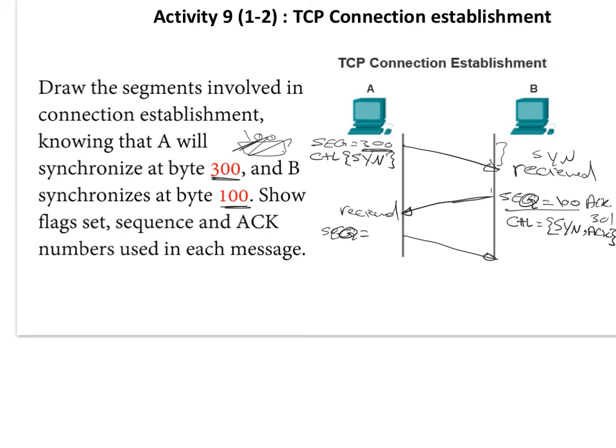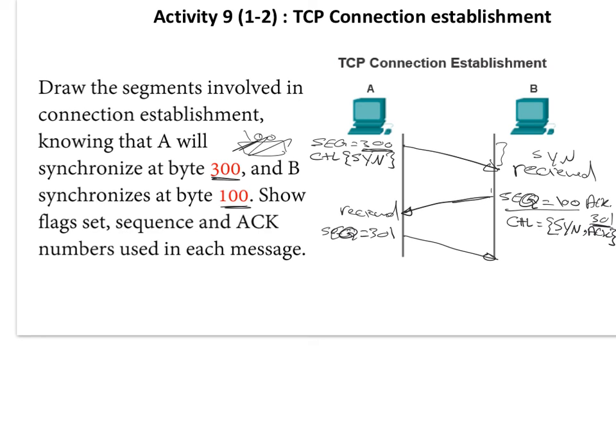Tell me, so I know whether you're focused or not. 300 and no, 301. The acknowledgement is telling A I received up to 300 fine, send me 301. So I'm telling you, here it is, 301.